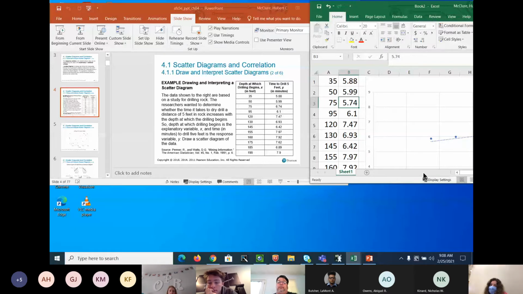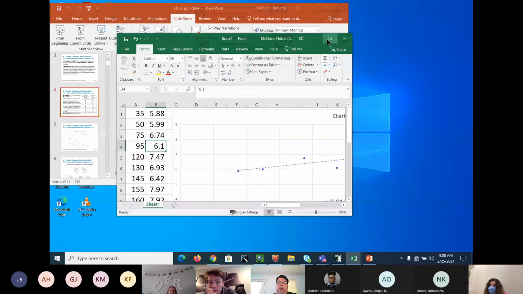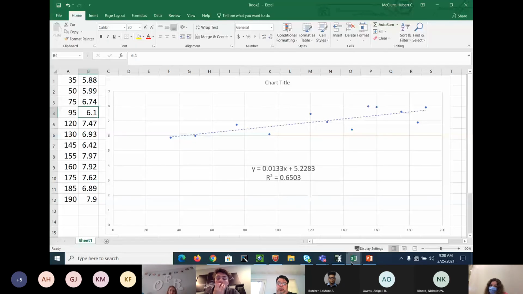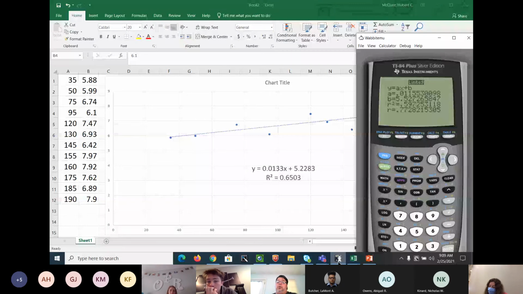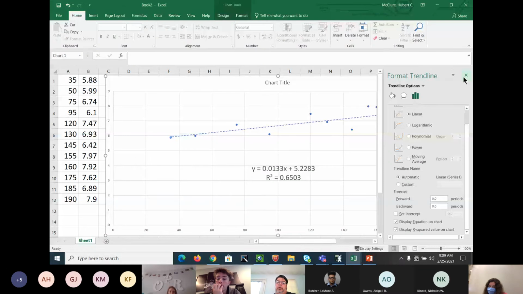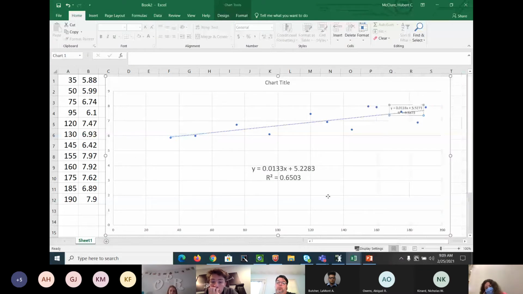Now let's see what I got. Is that what the calculator got? 0.1155? No. 0.0115. 0.01. Let me redo. Add trend line. Display R. There we go. Delete.